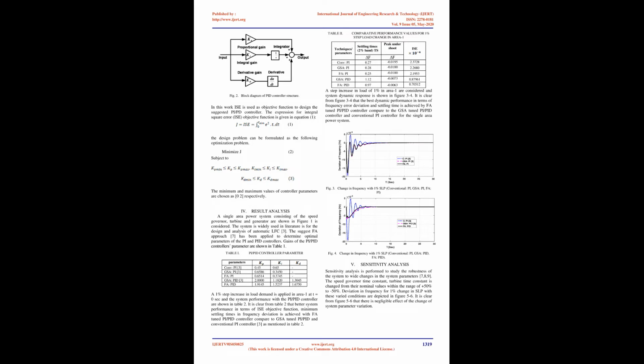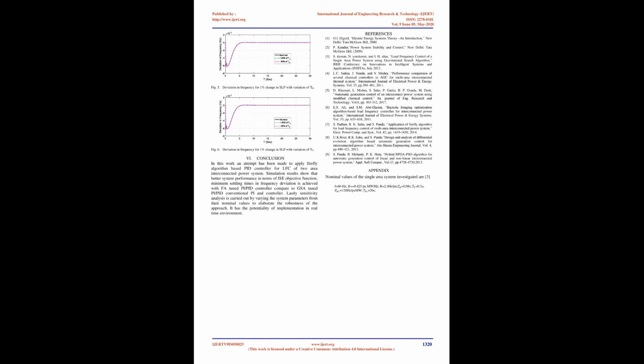The structure of the PID controller is shown in figure 2, where Kp, Ki and Kd are the proportional, integral and derivative gains respectively. When used as a PI controller, the derivative path alone is removed from figure 2. In this work, ISE is used as objective function to design the suggested PI/PID controller. The expression for integral square error, ISE, objective function is given in equation 1. The design problem can be formulated as the following optimization problem. Minimize J, equation 2, subject to equation 3. The minimum and maximum values of controller parameters are chosen as 0 and 2 respectively.